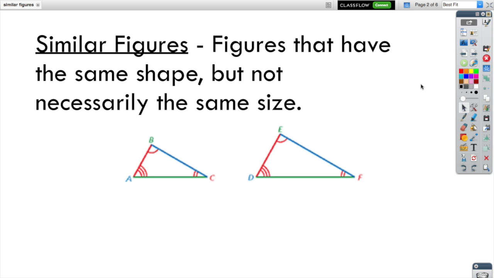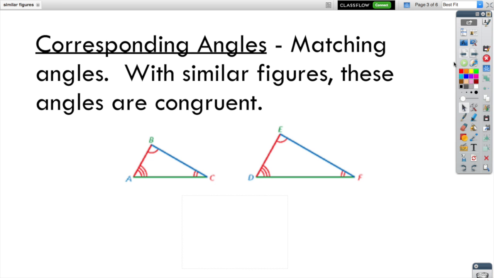All right, the next thing is, what are corresponding angles if they're not the exact same shape? Well, with corresponding angles, it's just like before. They're the matching angles. A matches with D, B matches with E, C matches with F. And even though they're similar and not congruent triangles, it does turn out that those angles are congruent to each other. It's a little hard to see on the screen, but that's the congruency symbol, the equal sign with the little squiggle on top. So A is the same angle measure as D, B is congruent to E, C is congruent to F.